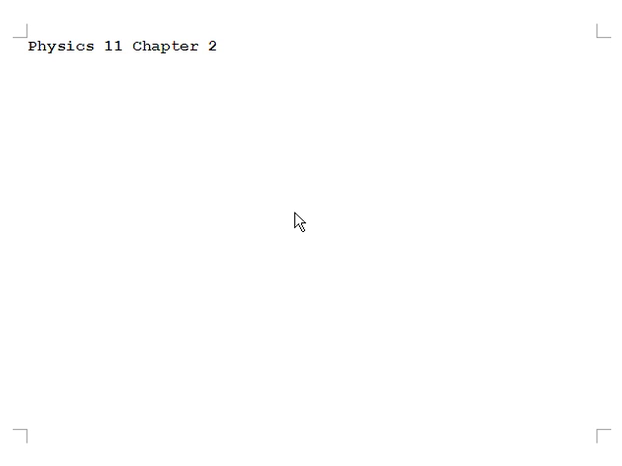Hey folks, welcome to Physics 11 Chapter 2. We are going to get into some quote-unquote real physics this chapter when we start looking at kinematics. So in physics, kinematics is looking at how things move. You might have done a little bit of this in junior science.